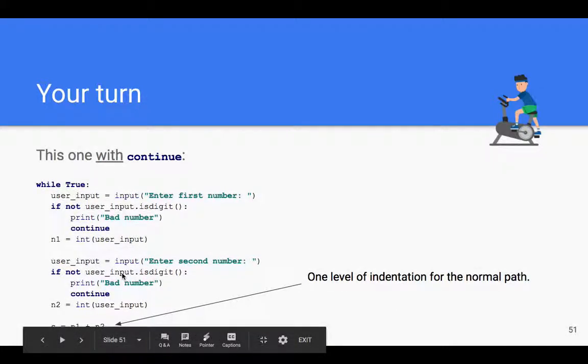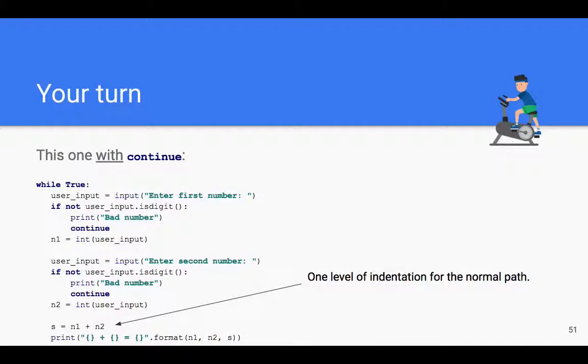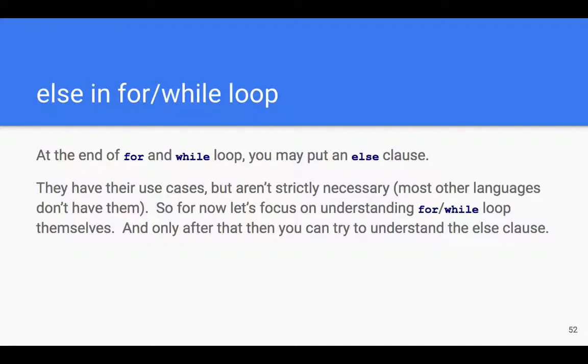And then if the second number is a digit, then we can finally add them together and tell the user the sum. And if you look at the end, which is when we actually add the two numbers together, that's what we care about, right? That's what this program is about. That's really just at one level of indentation. And to me, and I think many Python programmers would agree, this is a more readable version of the code, again thanks to the use of continue. Okay, hopefully that makes sense.